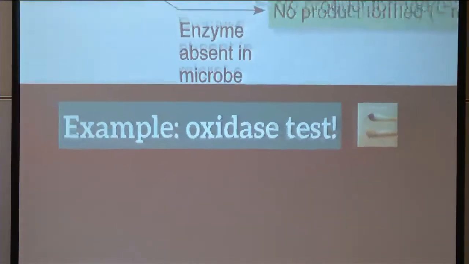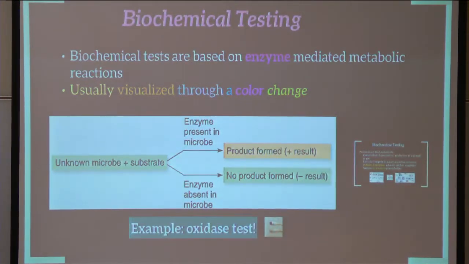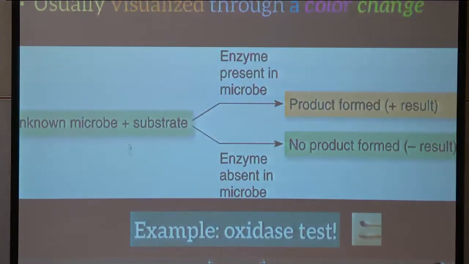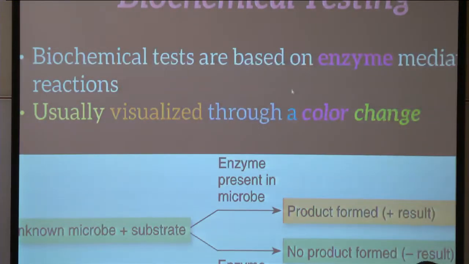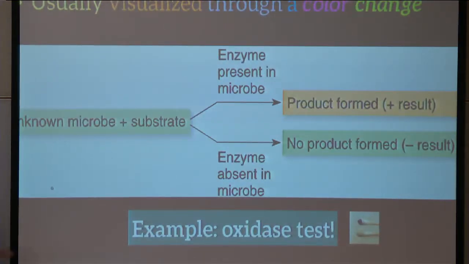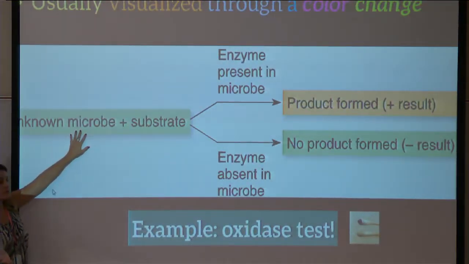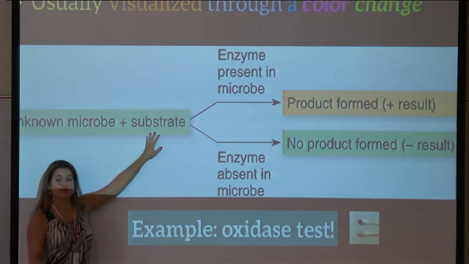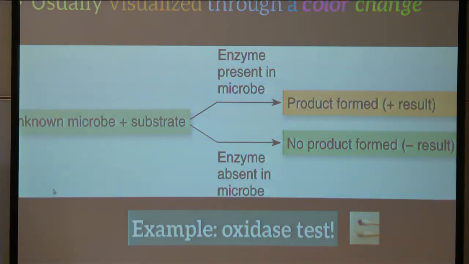Let's hop back here real quick. This is kind of the general schematic of what happens. And again, we're looking at a color change. Most of these tests are based on enzymes. So here's what happens. You have your bacteria, you don't know what it is, so Anna doesn't know what it is. She has her substrate, which would be the oxidase reagent. If her bacteria has oxidase, then you have a positive result, which would have been purple. If it doesn't, meaning oxidase is absent with her bacteria, then it doesn't change color and it's negative. Usually a color change is positive for a lot of the different tests.